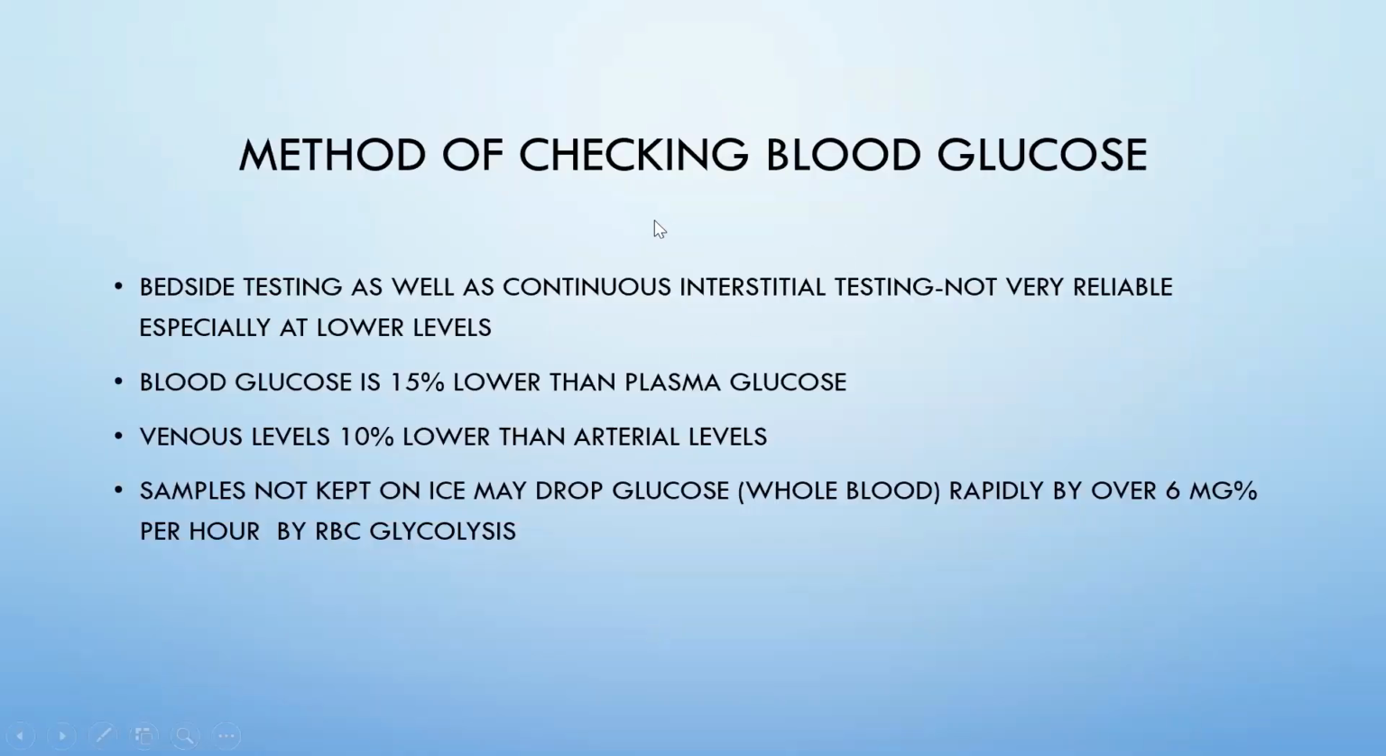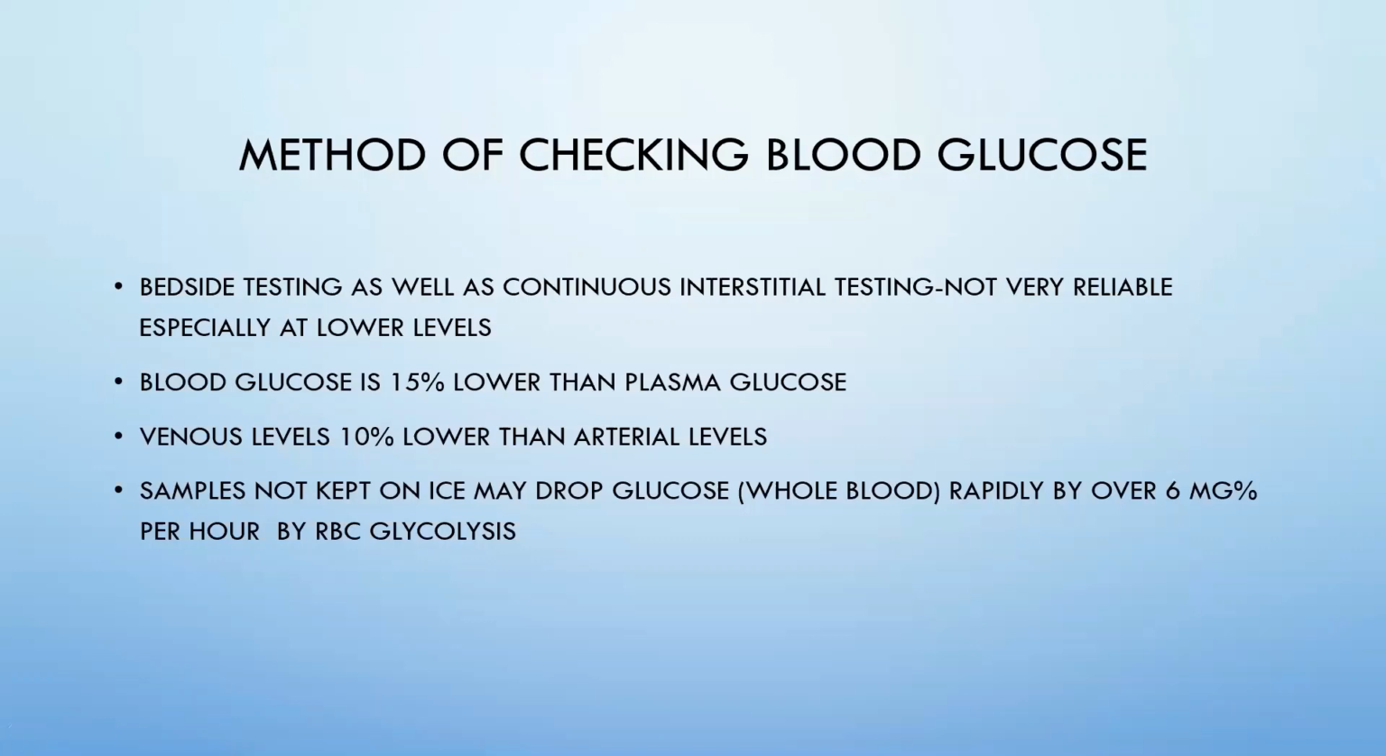When we talk about monitoring, we also look at the method of checking blood glucose. We have bedside testing. We also have continuous interstitial testing, as we will discuss next. This is not proven to be very effective in babies. Blood glucose is 15% lower than the plasma glucose for obvious reasons, because the blood has RBC volume in it. Two factors.